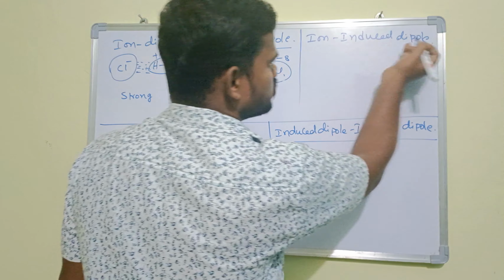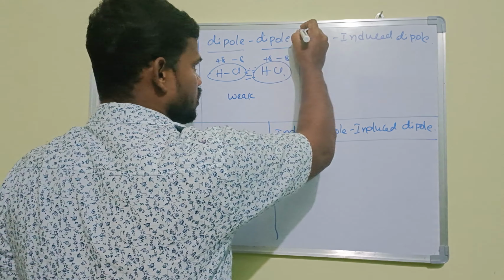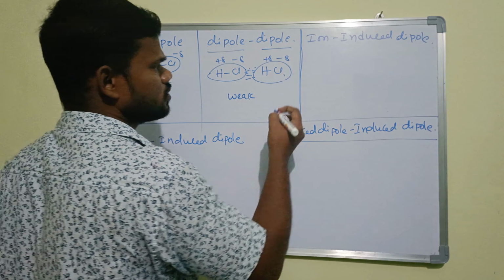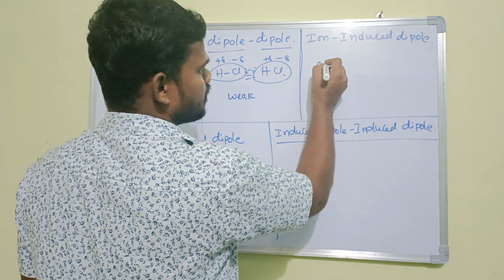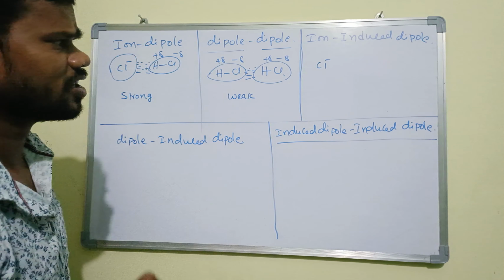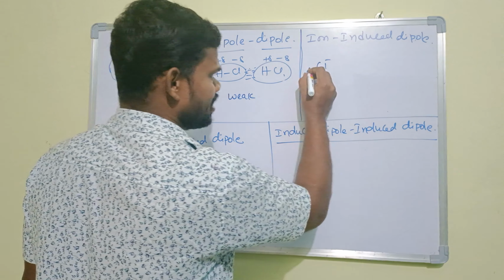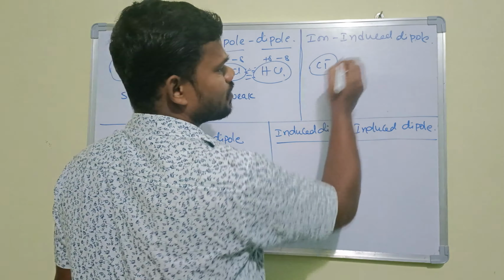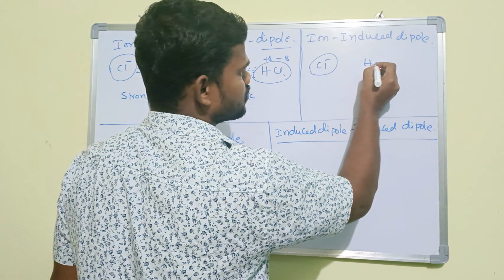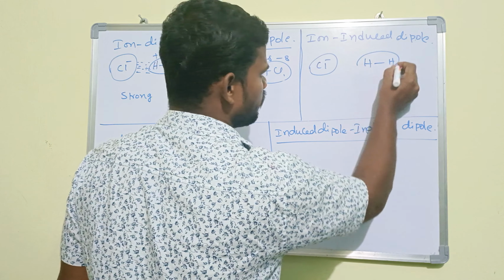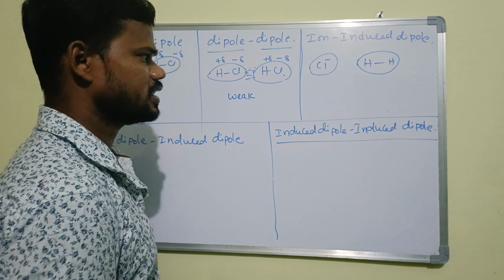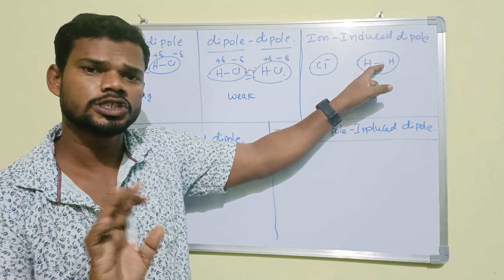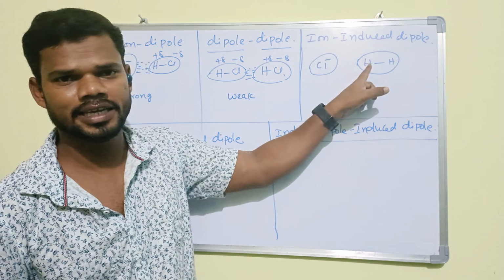Then ion-induced dipole. What about this ion-induced dipole? Generally, the ion can be positively or negatively charged, whichever we take. The induced dipole refers to a non-polar molecule, and we can take the H2 molecule as an example. In this H2 molecule, there is no polarity.